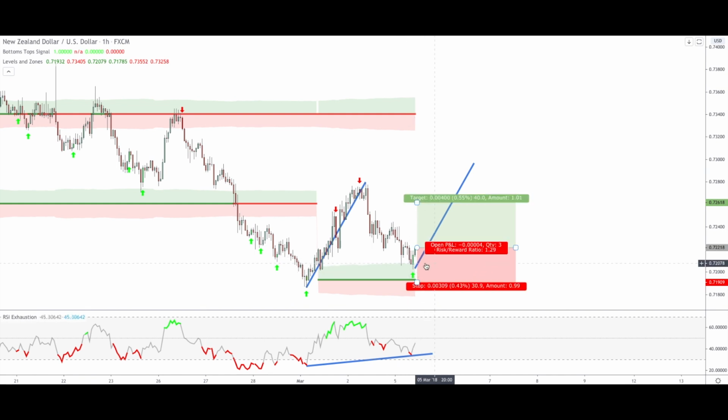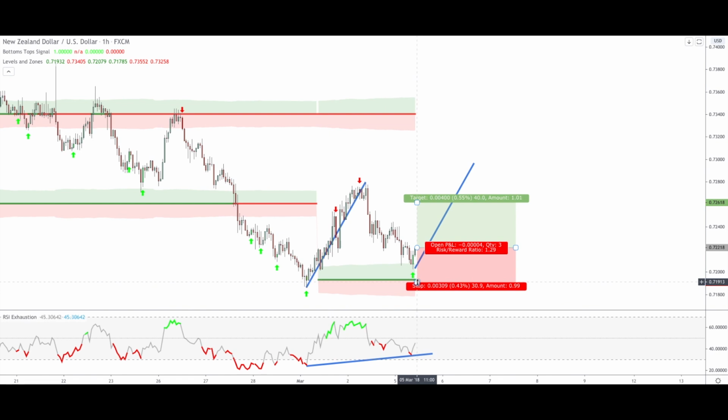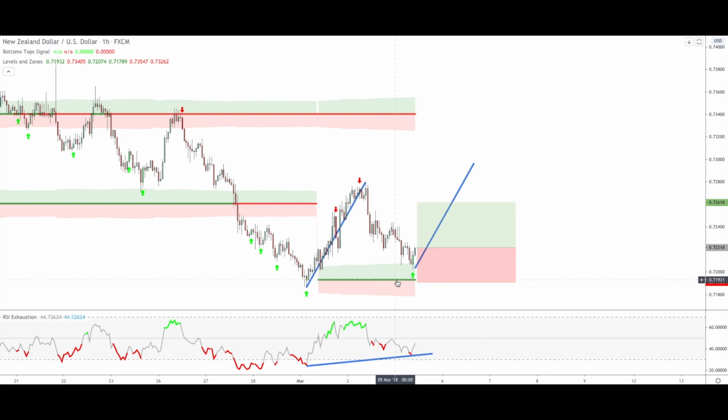So the price should stop within this area, or at most, if it comes down further, then it will be stopped by the support here. So we are well protected if we set our stop loss to be below the support that we have here.